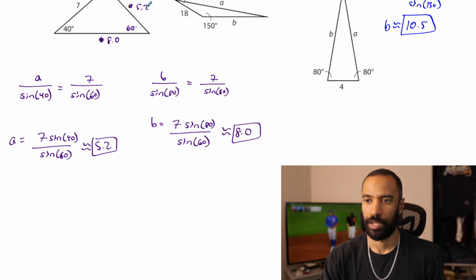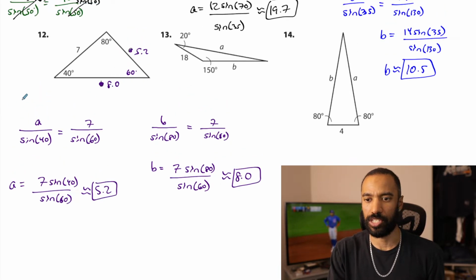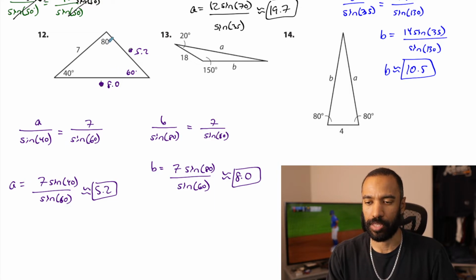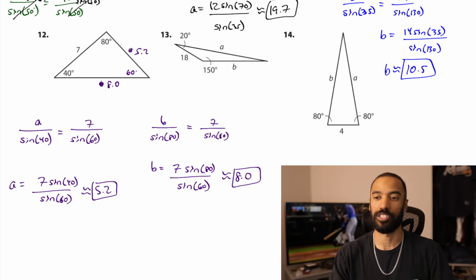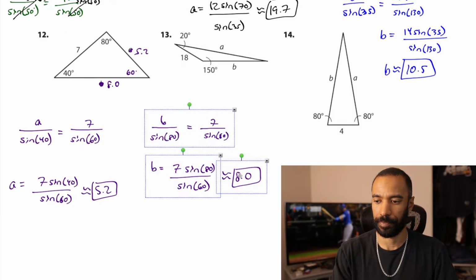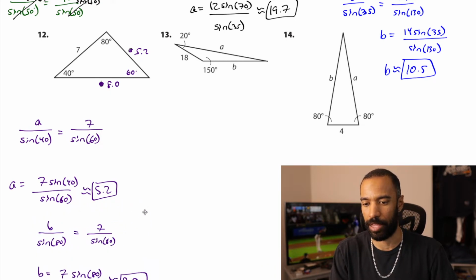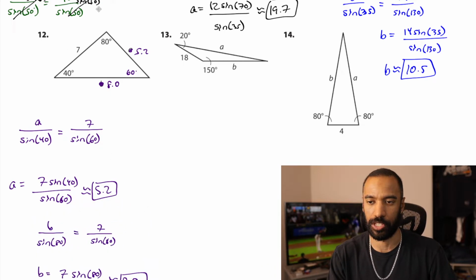All right, make sure the answers make sense here. 8's the longest side, opposite the largest angle. 7's the medium side, opposite the medium angle. And 5.2 is the smallest, opposite the smallest angle. Makes enough sense to me to move forward. Math teacher trusts his math work. That's always a good positive to do.